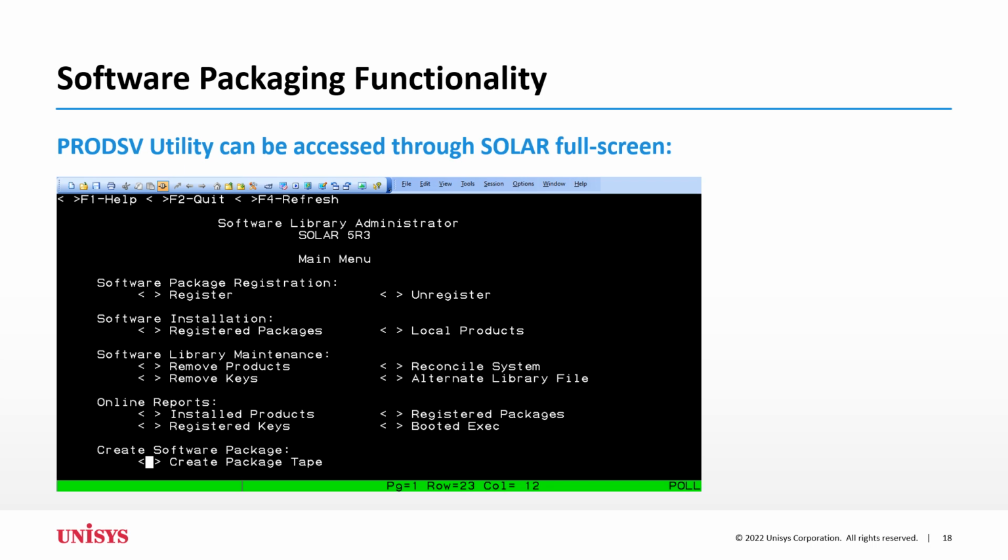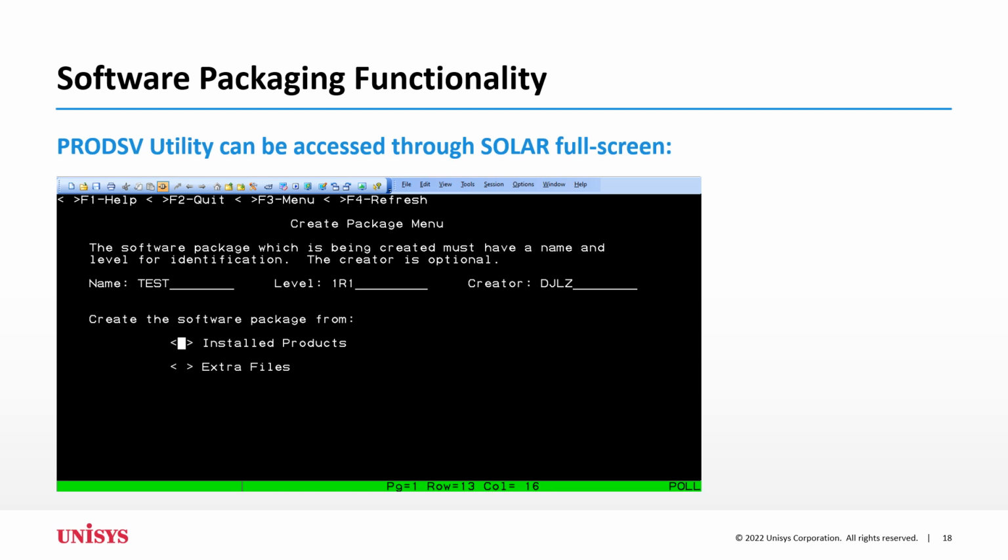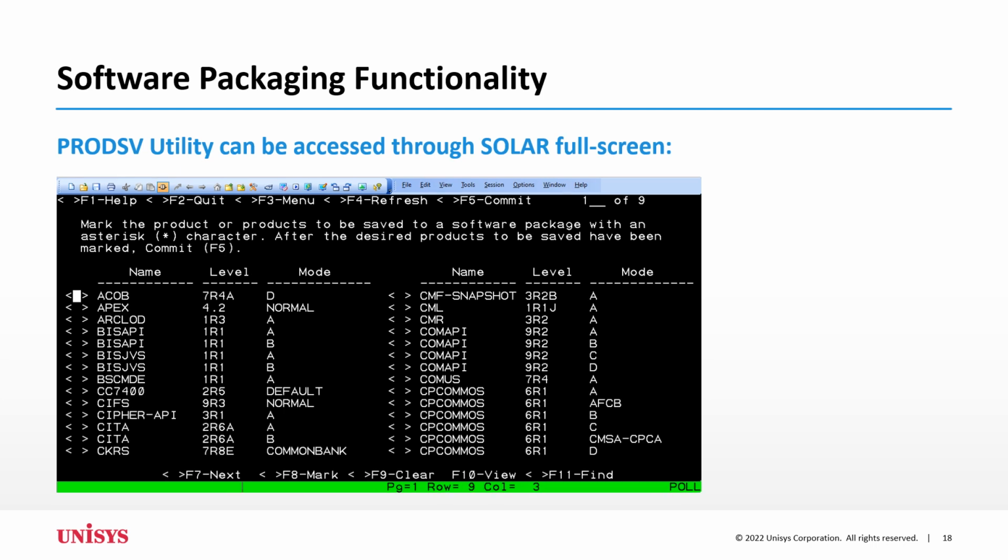You can access the ProdSave utility through the Solar full screen interface by selecting the Create Package Tape function from the main menu. However, only installed products and extra files can be packaged. If a package name and level are filled in and a transmit done from the installed products field, a product selection screen set is displayed where products can be marked for saving, stepping through the screen set if necessary.